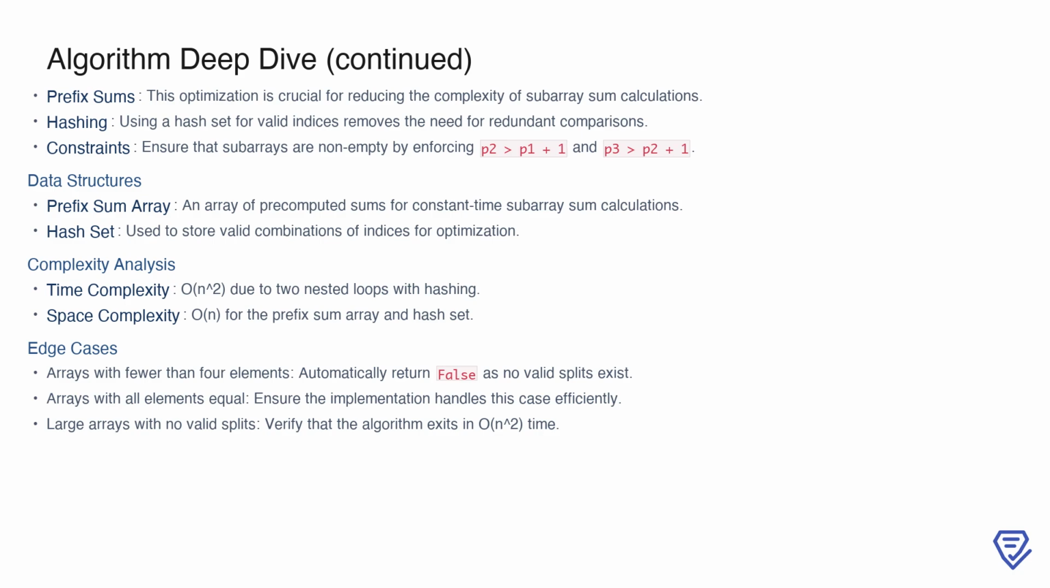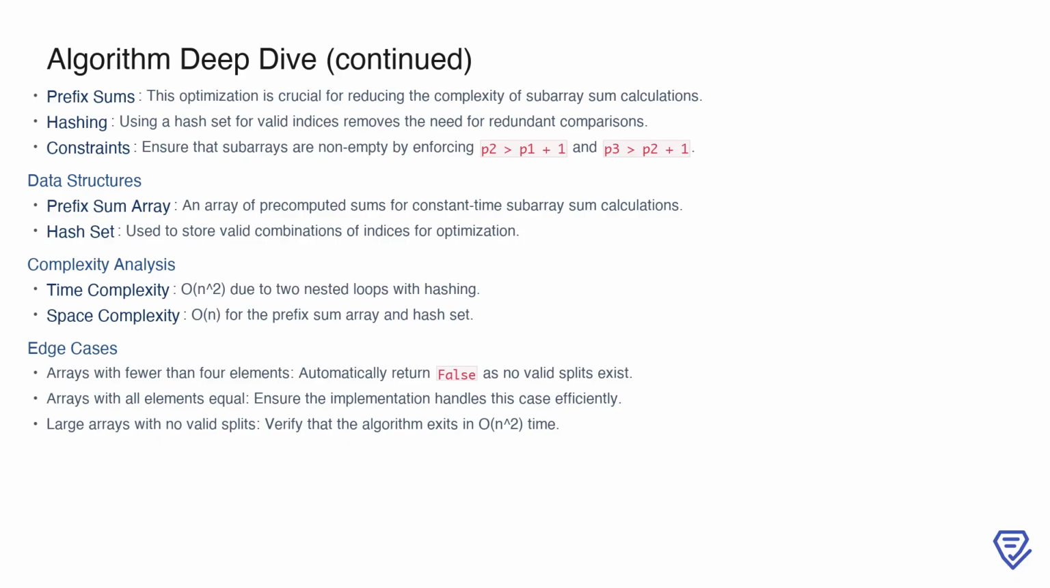From a data structure perspective, the prefix sum array provides efficient subarray sum calculations, while the hash set improves the performance of finding valid index combinations. Together, these optimizations bring the time complexity down to O(n) squared, with a space complexity of O(n), due to the prefix sum array and hash set.